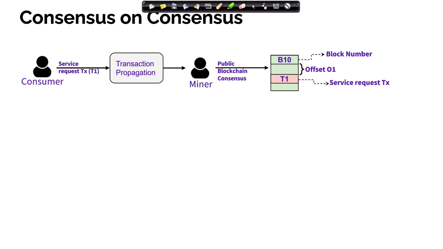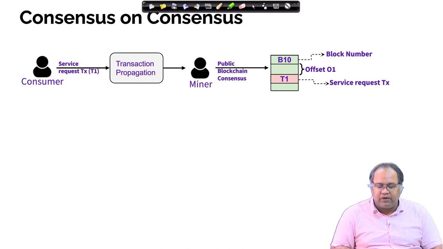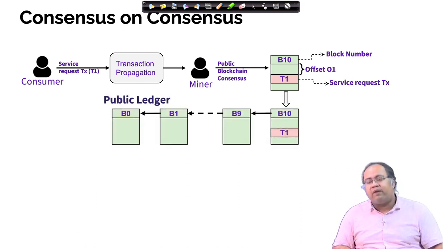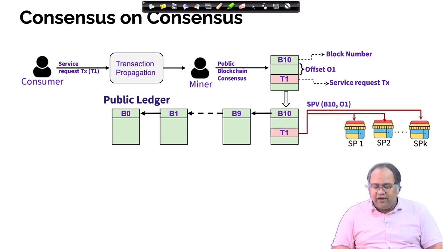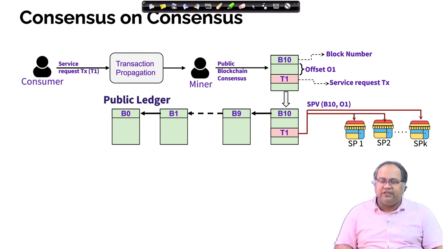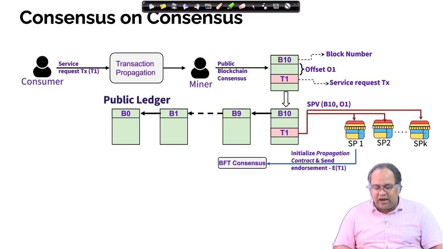That way the transactions from individual consumers get appended to the public blockchain and form a public ledger. Whenever it is forming this public ledger, as I mentioned, there is this SPV mechanism, the simplified payment verification mechanism, where this particular transaction is picked up by individual service providers. When individual service providers pick up this transaction, they initialize this propagation contract and send an endorsement along with this transaction.